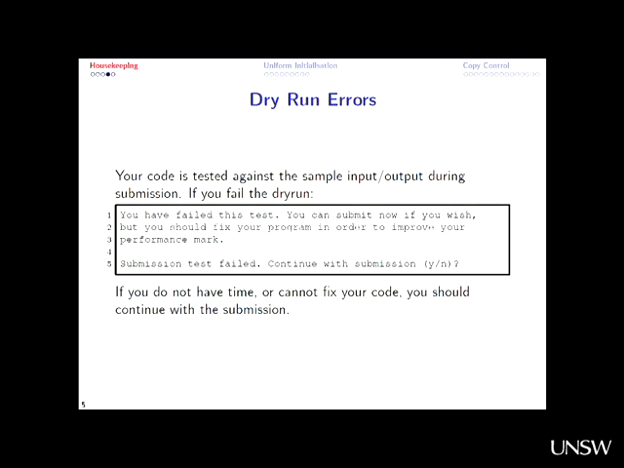Same with dry run errors. If your code compiles but doesn't match dry run, you might get an error message like this. You have failed this test. You can submit now if you wish, but you should fix your program. Should I continue with the submission, yes or no? Your call, but if it's Sunday night, make sure that you submit. And hopefully on Sunday night you're not looking like this guy.